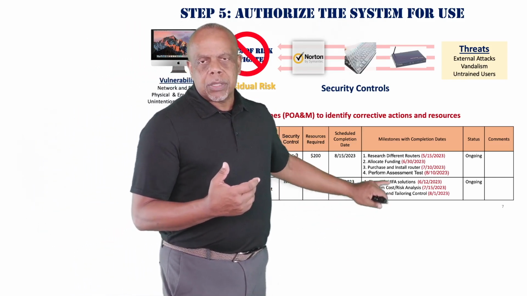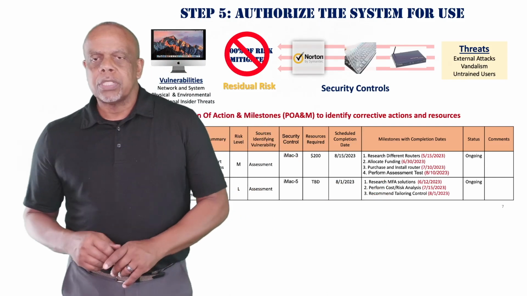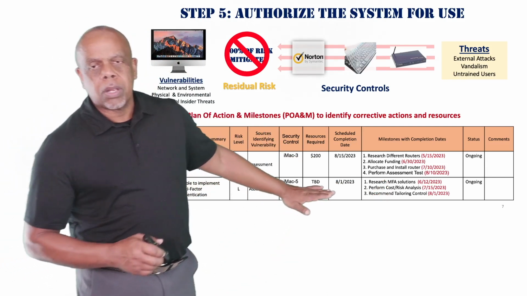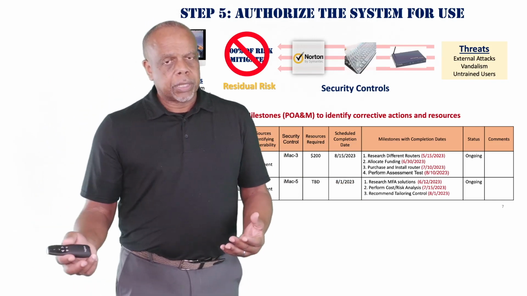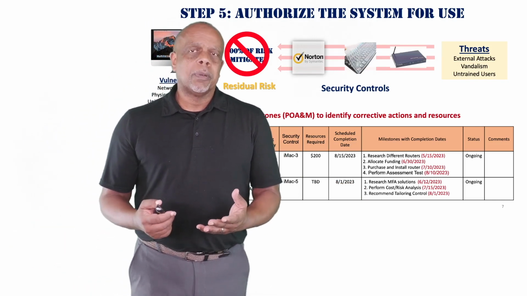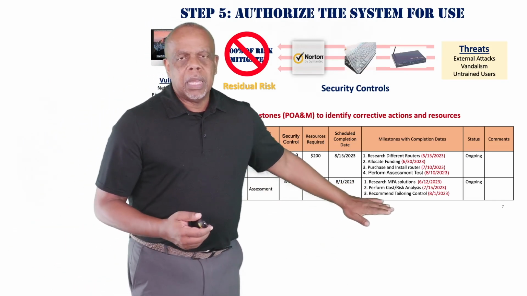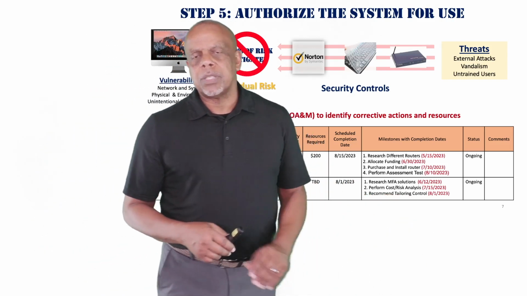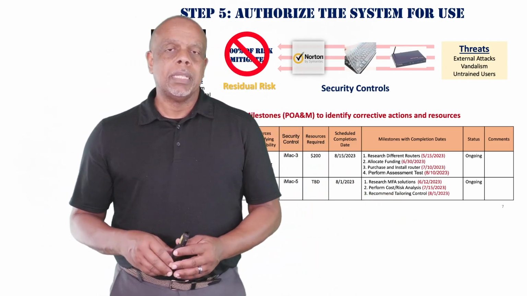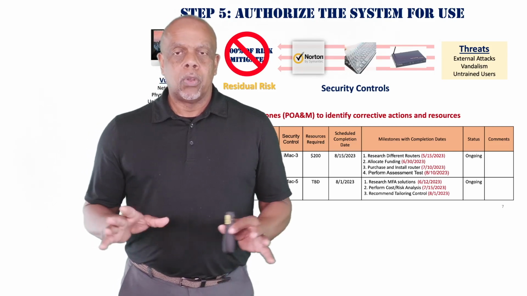And here are my milestones. Research multi-factor authentication solutions. I'm going to prepare a cost risk analysis to take to my dad. Dad, here's the cost, here's the risk. And let him make the decision: do I want to implement this or not? And then if he says, you know what, not going to implement that, all right, then I'm going to make a recommendation that we tailor that control out, meaning that we are not going to implement that control at all.